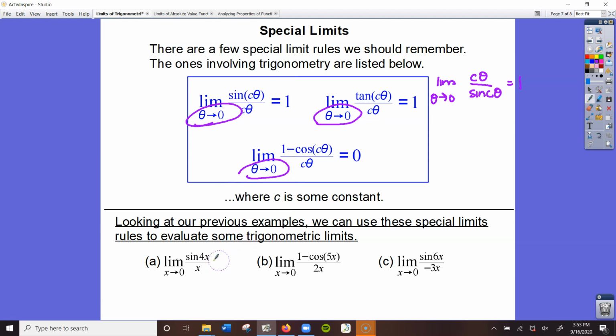So if I were to re-examine some of those functions that we saw the graphs for, if we applied this rule, the limit of sine of 4x over x would be 4. The limit as x is approaching 0 of 1 minus cosine 5x over 2x is this special limit, so it equals 0. And finally, the limit as x is approaching 0 of sine of x over negative 3x, again, we divide those coefficients, and it would be negative 2.